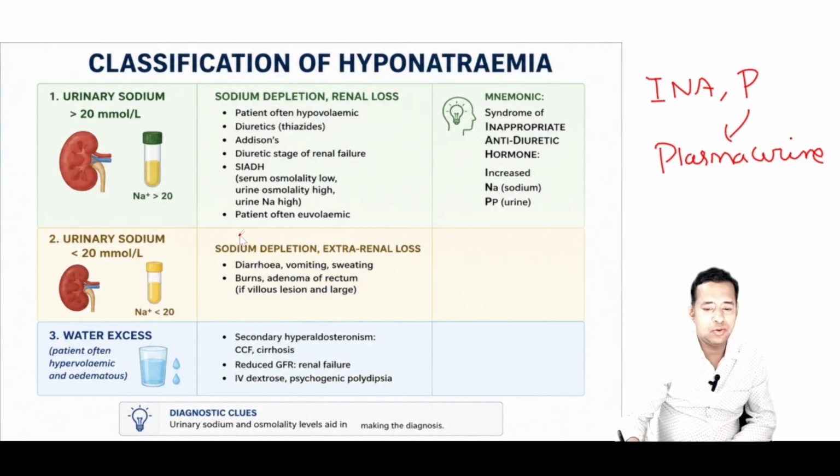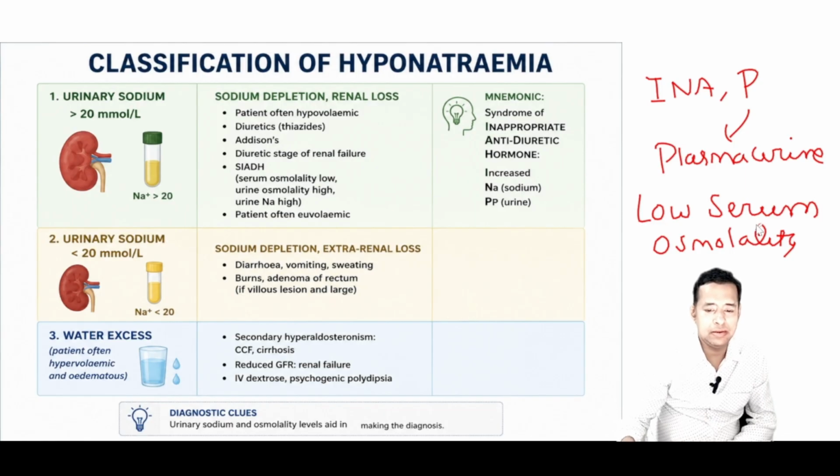And you have to know the classic laboratory finding: low serum osmolality, high urine osmolality, and high urine sodium. Okay, urine sodium is increased and urine osmolality is increased. So the patient is usually euvolemic, and the classic exam association: definitely the examiner will also give you small cell carcinoma, not squamous.